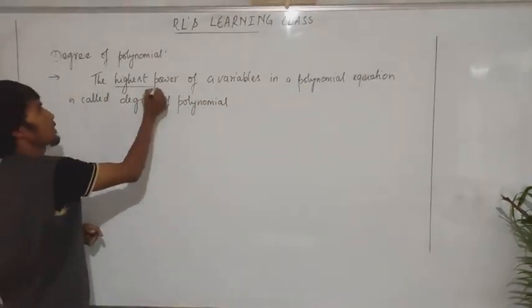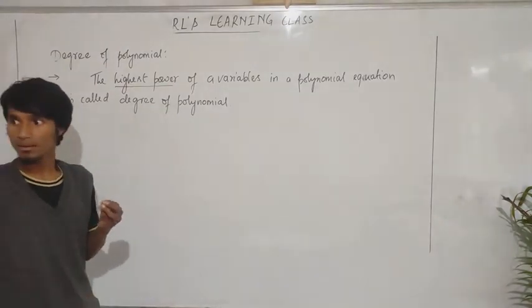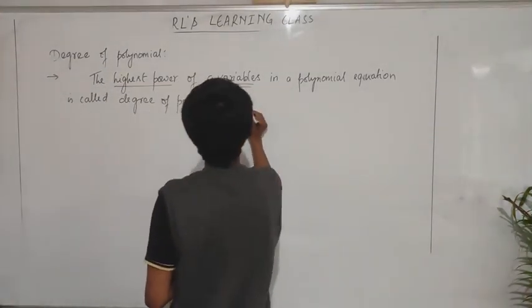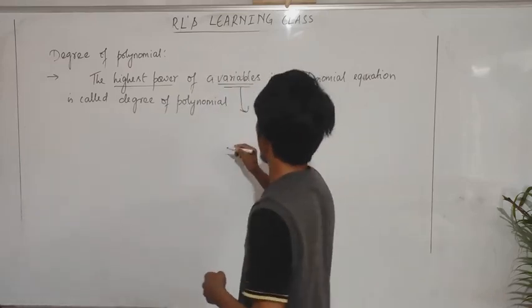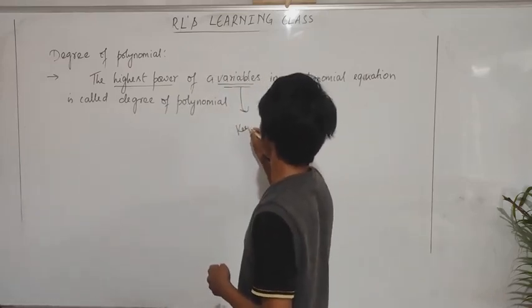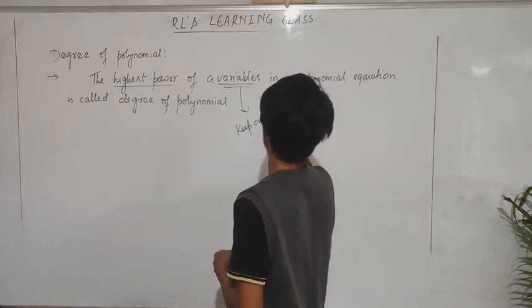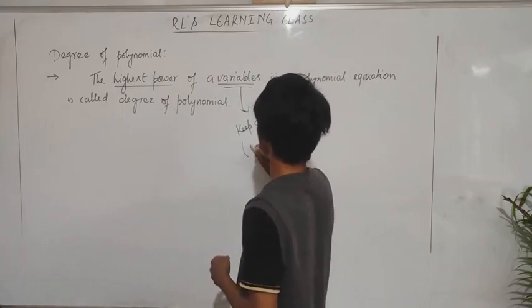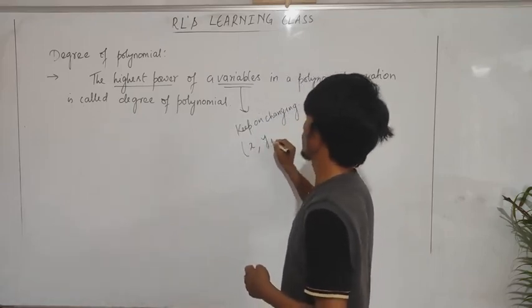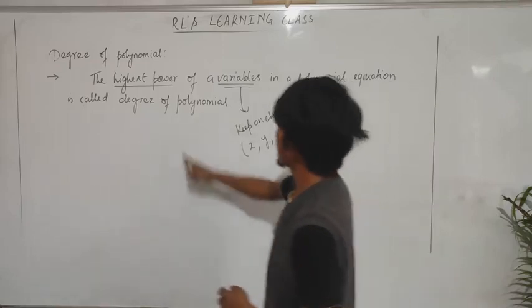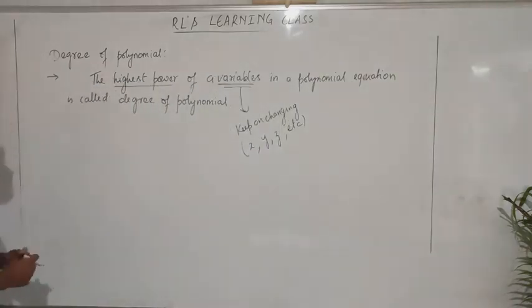Okay, the highest power, the power which is the greatest one. Of what? Of variable. What is this variable? Last class we talked about this variable. Variables mean a number that keeps on changing, for example denoted by x, y, z, etc. The highest power of a variable in a polynomial equation is called degree of polynomial.